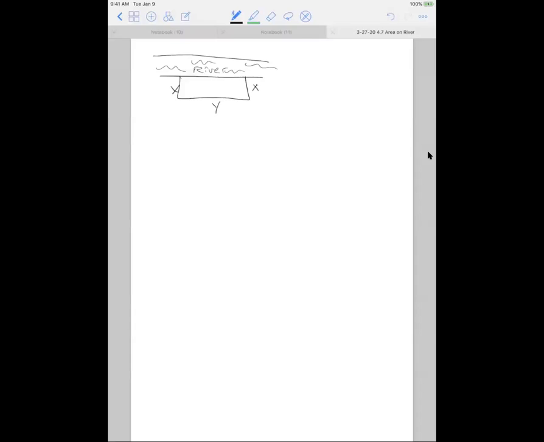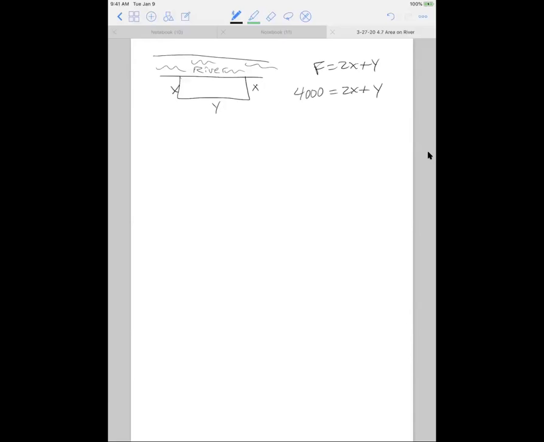How much fencing was there? They said 4,000 meters of fencing on the outside. So that means that the two X's plus the Y together equals the fencing. If I had originally started the problem, I would have said 2X plus Y equals F, for the fencing. Then 2X plus Y equals 4,000. That's a constraint we're working with. That's not what we're trying to maximize. We're trying to maximize the area.